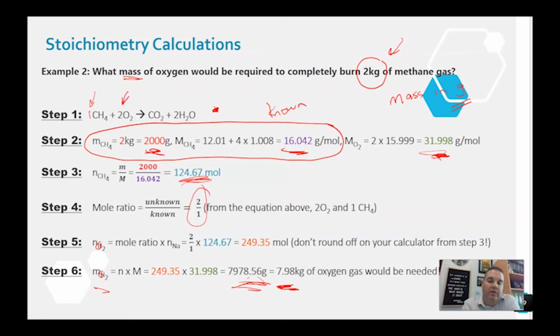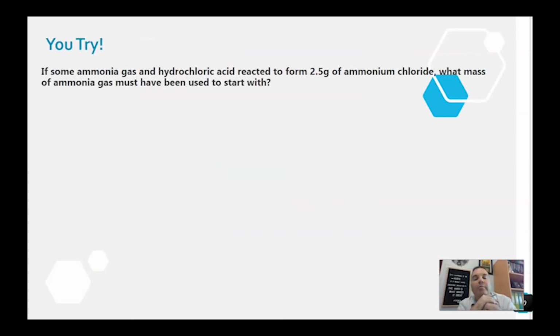All right. Got one for you here. If some ammonia gas and hydrochloric acid reacted to form 2.5 grams of ammonium chloride, what mass of ammonia gas must have been used to start with? So I suggest you just pause it here, okay, and try and work this out. And now I'm going to go through and show you.